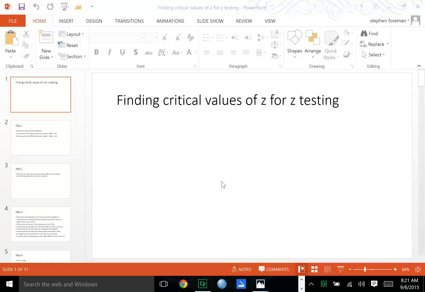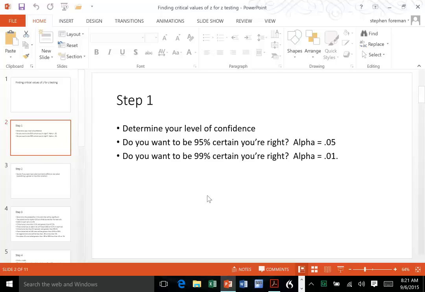Hello everyone. It's difficult enough to find critical values of Z for Z testing when using tables, so I thought I'd put together a brief MP4 to show you the process in a little more detail than in the lecture notes. In the first step of the process, we determine what level of confidence we're going to use.